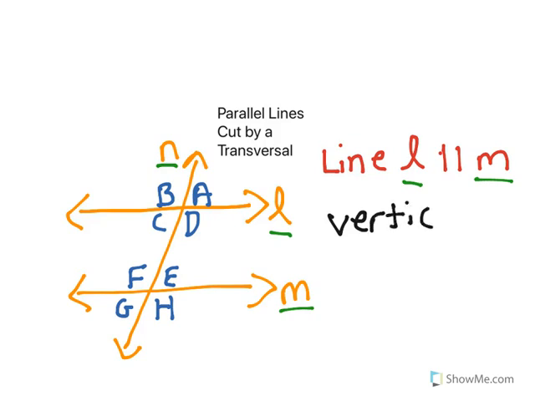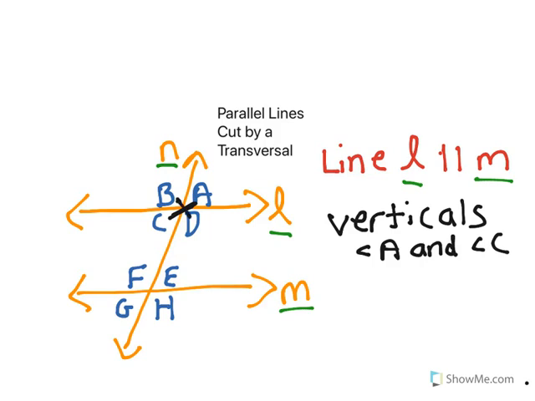Vertical angles are angles that are opposite of each other. And vertical angles are always going to be congruent, meaning they're going to be the same measure. So in this particular example, A and C are vertical angles. They're sort of opposite of each other right here. Those two angles will have the same measure. So if angle A is 50 degrees, that means angle C is going to be 50 degrees as well. So vertical angles will be angle A and angle C.